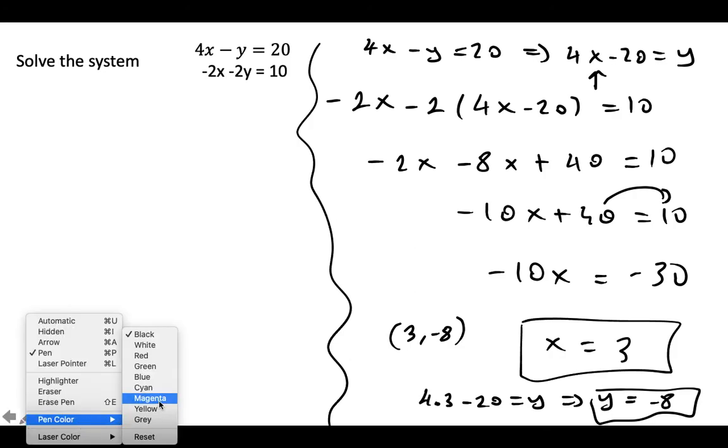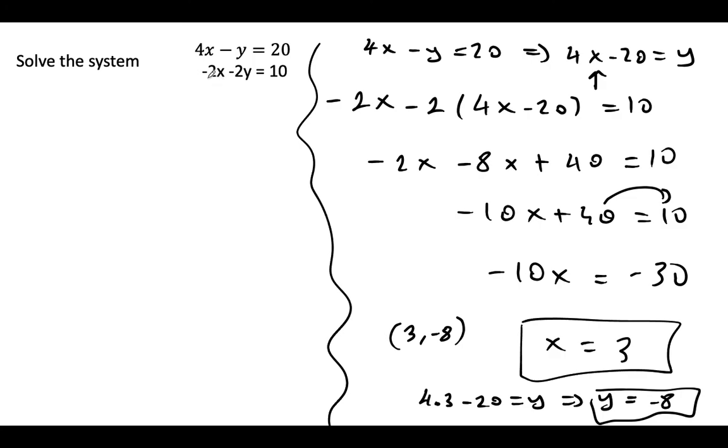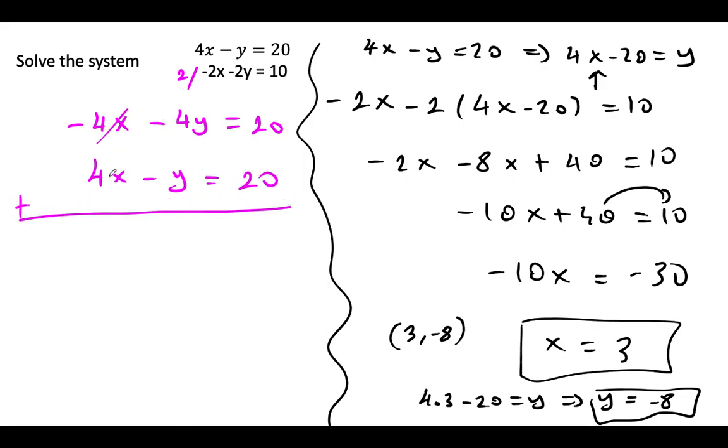I will use elimination since it is easier for me. How is it easier? If I multiply the second row by 2: 2 times negative 2x is negative 4x, 2 times negative 2y is negative 4y, 2 times 10 is positive 20. And the first row, if I copy paste, and then add them side by side: negative and positive gives 0, negative 4y and negative y make negative 5y, 20 plus 20 is 40. So y is 40 divided by negative 5. So y is equal to negative 8.